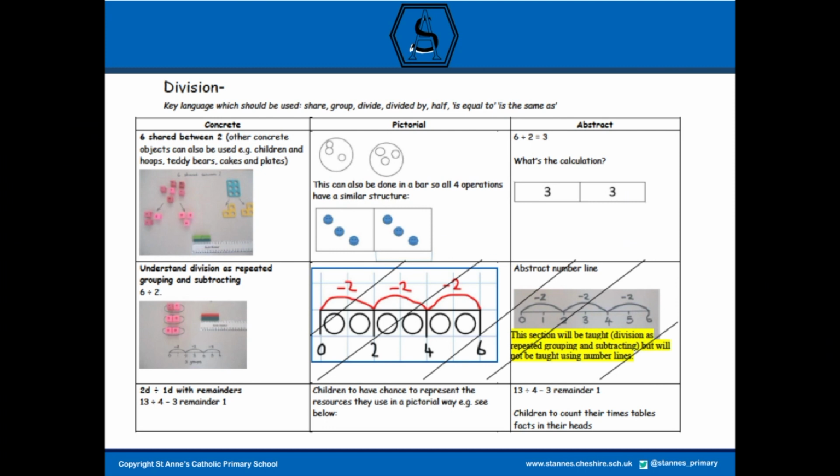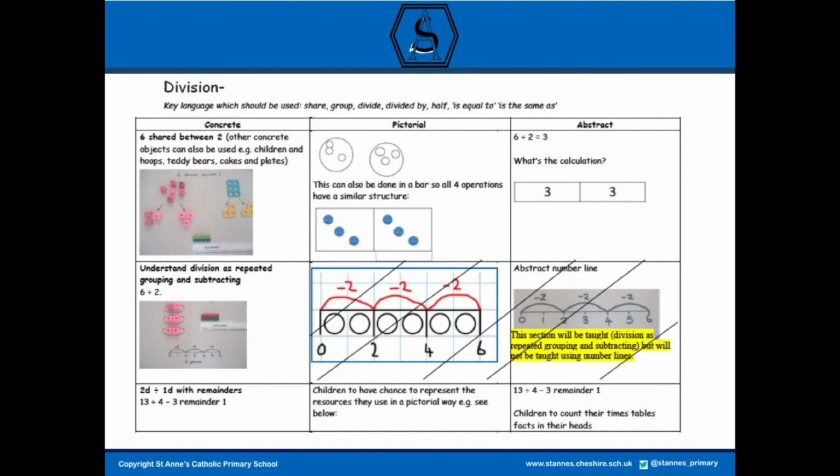Then we move on to the pictorial, which you can see here is 6, which is shared into 2 equal groups. Now it's very, very important that the word equal comes in there, equal groups. Then we move on to the abstract: 6 divided by 2 equals 3. This is generally started in Book 1, Inspire Maths, which is Year 1.